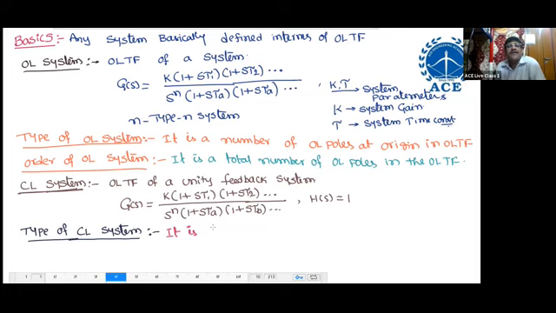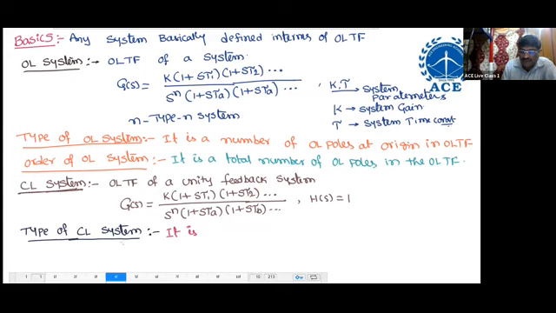Find the type and order of the closed loop system. They will give the closed loop system and ask to find the type and order. Most of the students make the mistake of writing type and order both from the closed loop transfer function. It is wrong. For type you have to observe the open loop transfer function. For order you have to observe the closed loop transfer function.